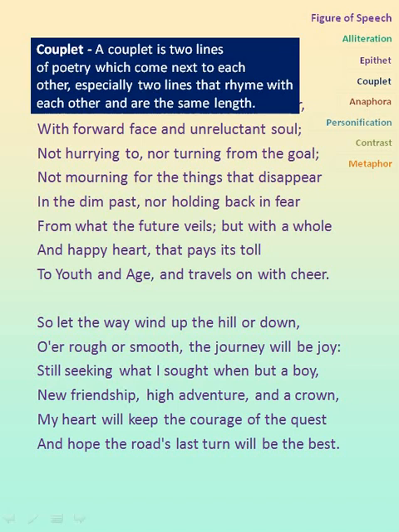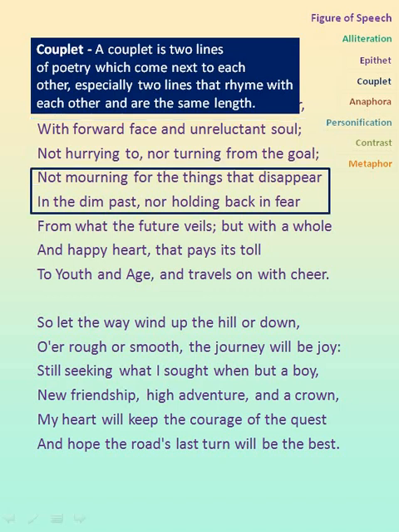Next we shall see couplet. Couplet is a very easy figure of speech to identify. A couplet is two lines of poetry which come next to each other, and especially two lines that rhyme with each other and are the same length. With forward face and unreluctant soul, not hurrying to nor turning from the goal. Here the rhyming words at the end of these two lines are soul and goal. Both rhyme with each other. So these two lines together are called a couplet.